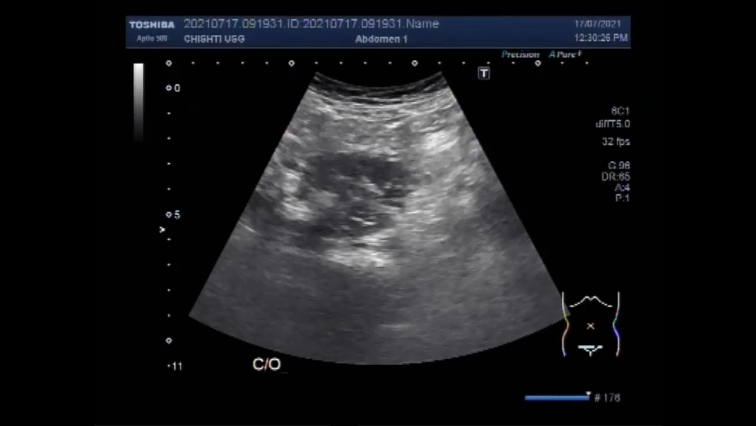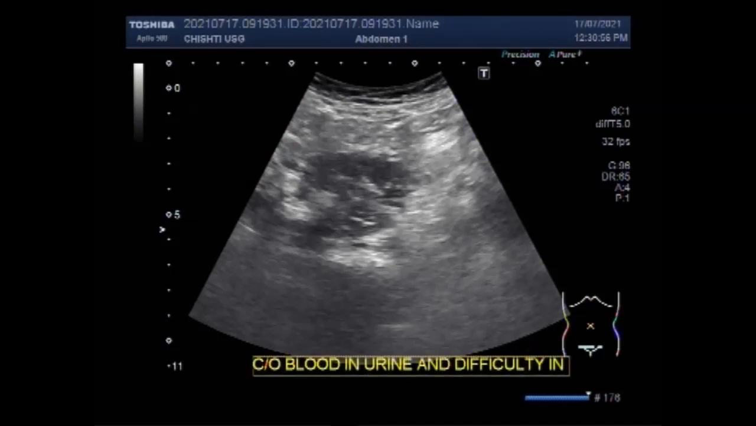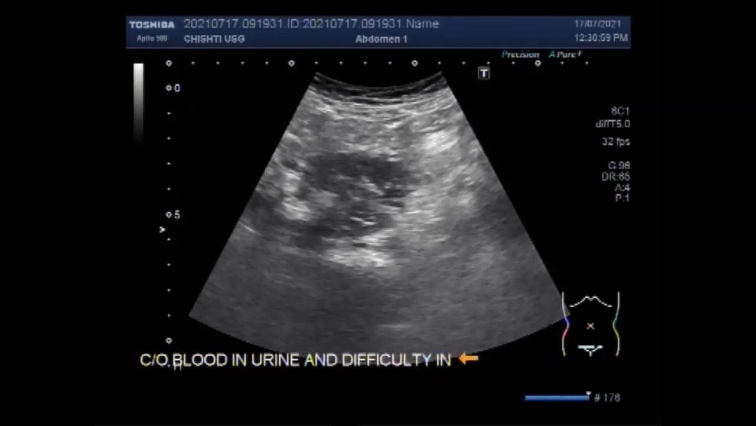Now, the patient's complaint was pain and blood in the urine as well as from the hematuria was found in the lab test. One of the basic abdominal organs that are assessed during transabdominal ultrasound examination is the urinary bladder. Now, difficulty in micturition was also reported by the patient.